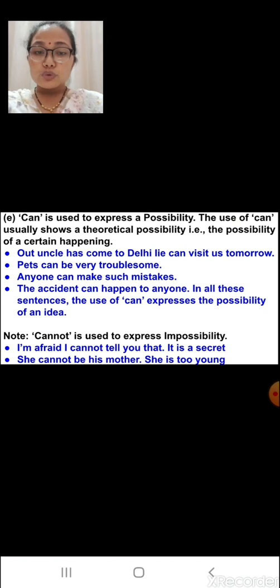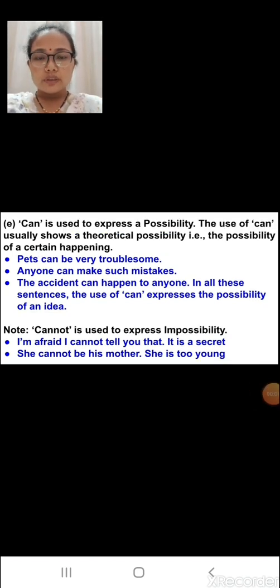Can is used to express a possibility. The use of can usually shows a theoretical possibility, that is the possibility of a certain habit. For example, number 1, pets can be very troublesome. Number 2, anyone can make such mistakes. Number 3, the accident can happen to anyone. In all these sentences, the use of can expresses the possibility of an idea.